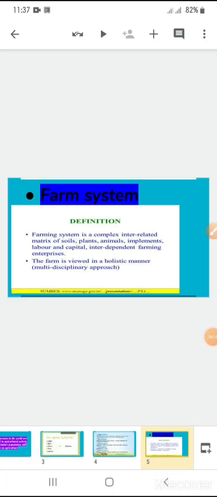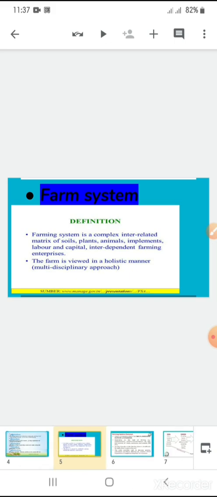About the farming system, it is a complex interrelated system, a matrix of soil, plants, animals, labor, capital, funds, interdependent, etc. The farm is viewed in a holistic manner, a multidisciplinary approach. That is, farming takes a lot of effort, labor and money in order to cater to the population of the country.